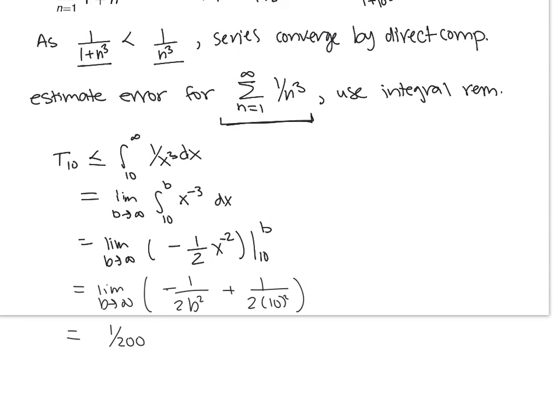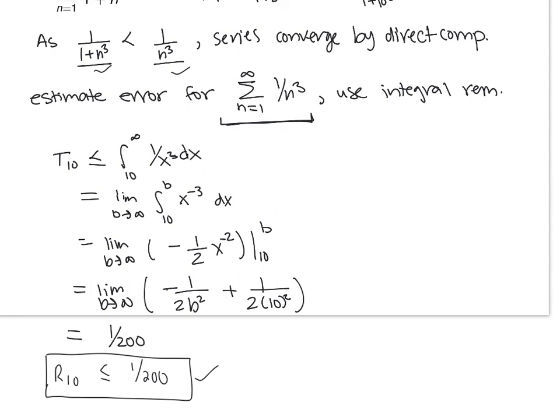And so since we know we have this inequality going on, the remainder for our series R10 will be less than or equal to 1 over 200. So making that bound depended upon us being able to do some kind of direct comparison. But the point is you can use direct comparison and then integral tests to also estimate how much you are off by.